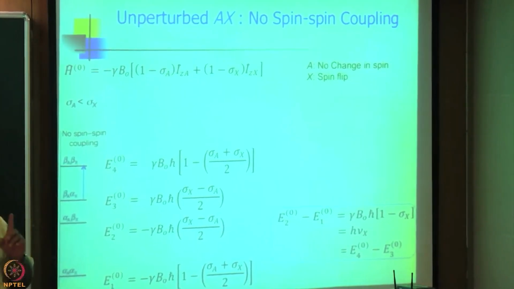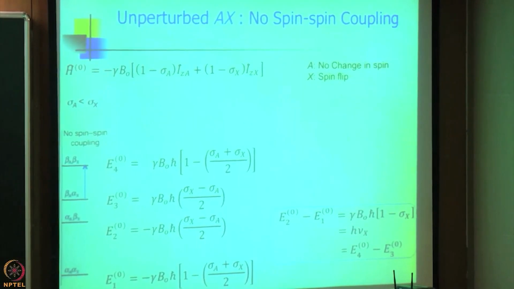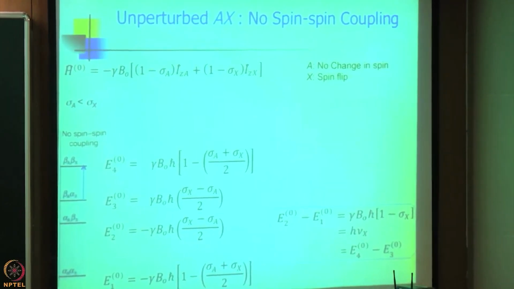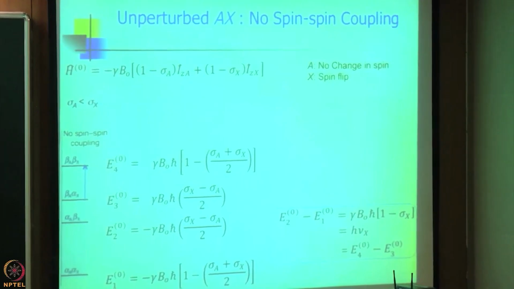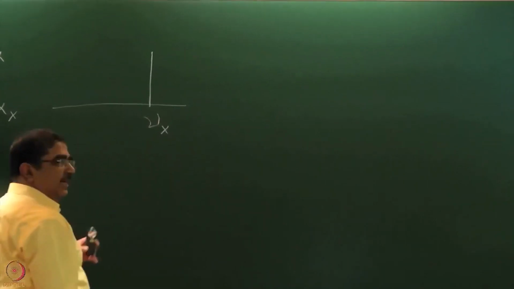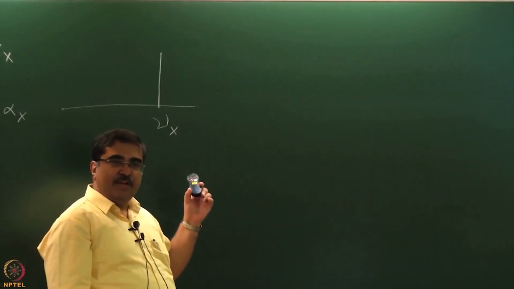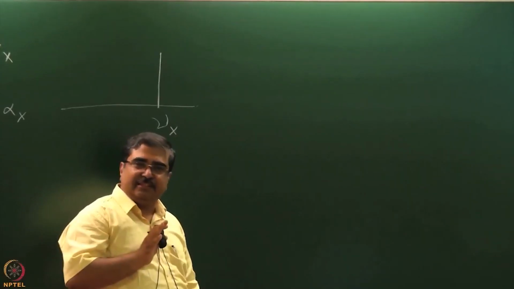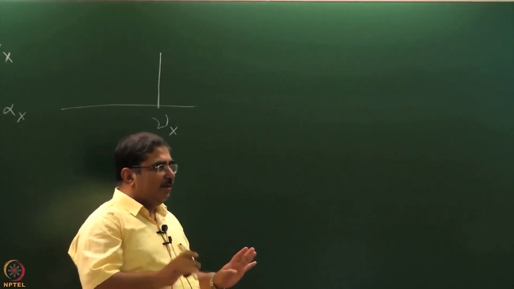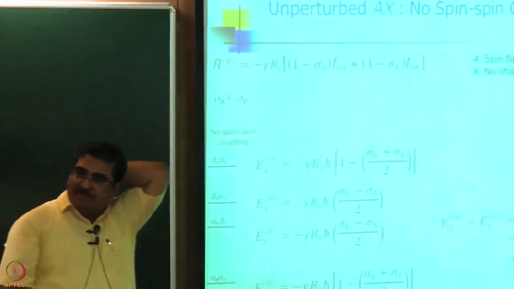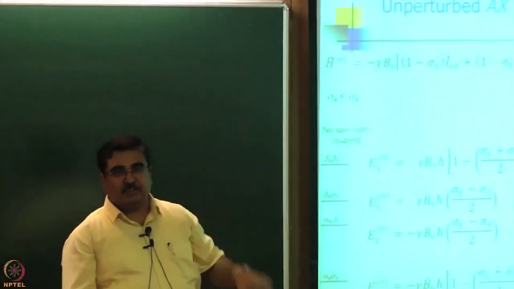Okay. So, we have two, let me try to draw the spectrum now. This is, let us say, nu X. Here I expect to get a line, okay, and this line is a result of not one but two different transitions. Are we clear?